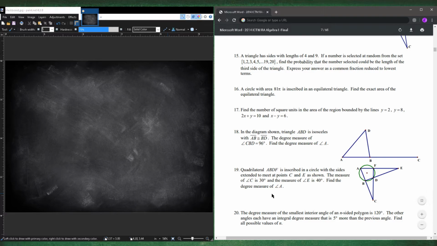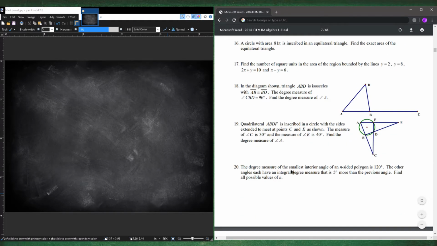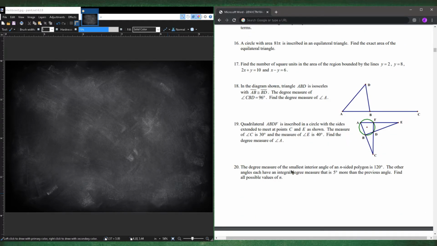Okay, number 19. Quadrilateral ABDF is inscribed in a circle with side lengths extended to points C and E. The measure of C is 30. Okay, let's draw this out again.